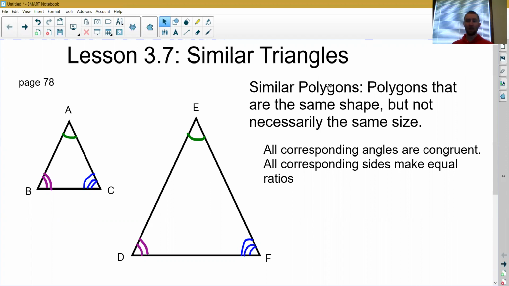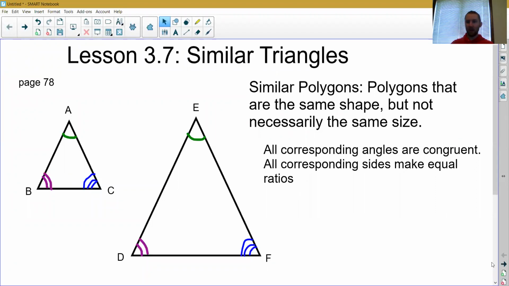Any shapes can be similar. You could have similar pentagons, for example, 5-sided shapes, or similar octagons, 8-sided shapes, and so on. Basically, all that it means for two polygons or two shapes to be similar is that they are exactly the same shape, but not necessarily the same size. One is just a bigger or smaller version of the other. You could shrink one of them down to get the other, or take the smaller one and scale it up to get the bigger one. So similar means they are exactly the same shape, but not necessarily the same size.